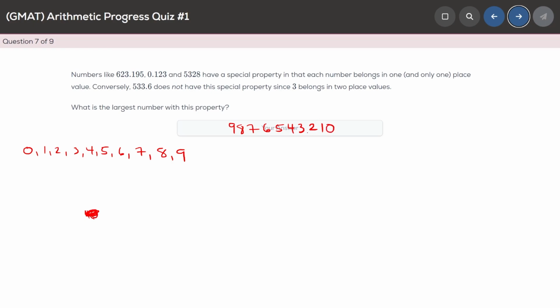And then if we put our commas every 3 numbers, so what number is this? It's 9,876,543,210. That's the largest number we can create with this special property.